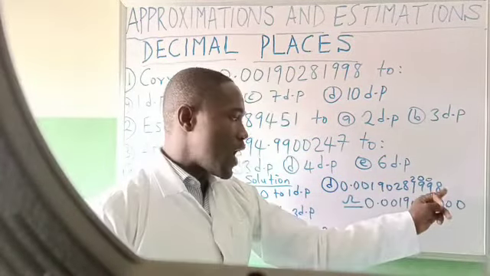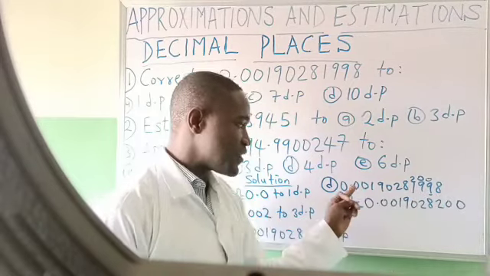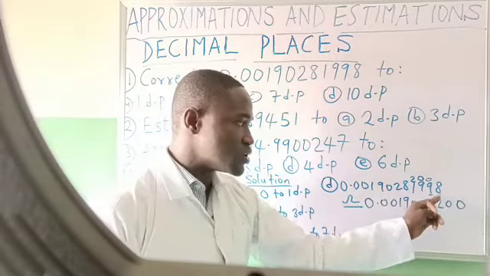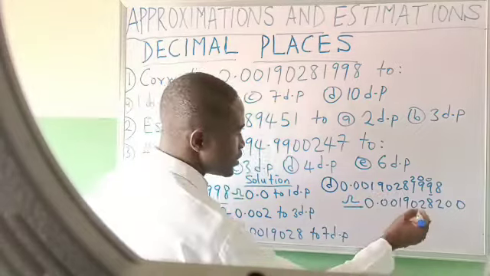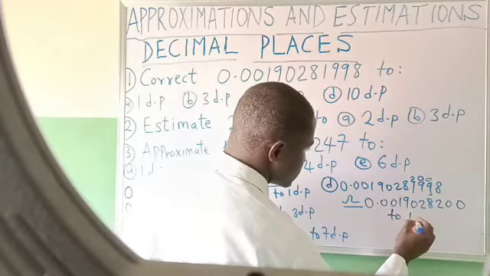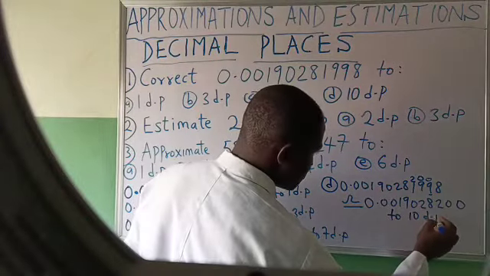So as you just write it, what you just do is that you shouldn't replace this 8 with another 0. Why? Because it falls after the decimal point. You shouldn't replace it with 0. You should just forget about it. So this is to 10 decimal place.